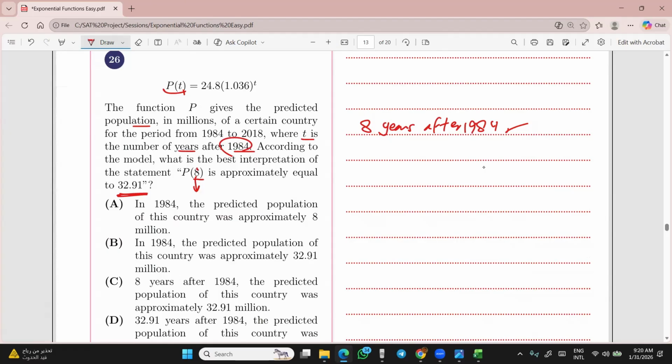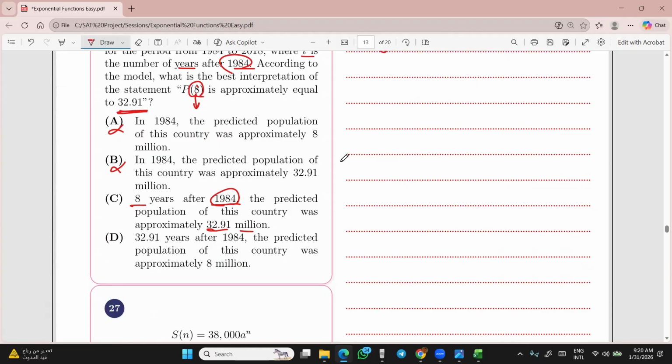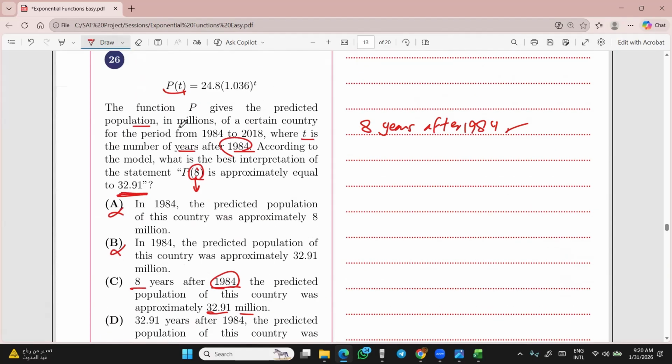So let's search for this information inside the options. In 1984, of course, this is not correct. It should be 8 years after 1984 because we have 8 here, which makes this incorrect. In 1984, also not the same. 8 years after 1984, that's it. And sometimes it gives you 1992, which is the same meaning, because if you add 8 years to this year, it will be 1992. So that's okay. And this will be 32.91 million. This is in millions, as you can see.